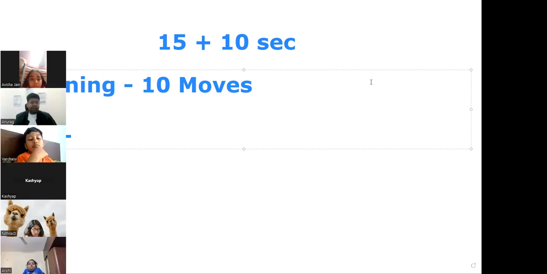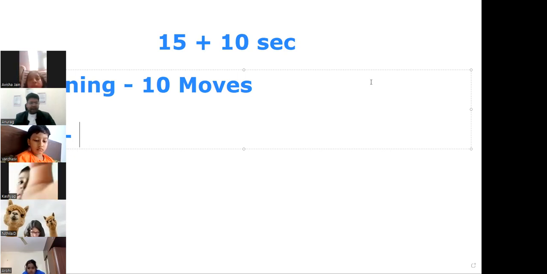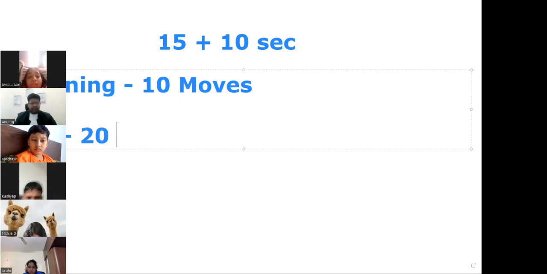Middle game means your opening is completed, all the pieces are developed, and now there are a lot of pieces in the center doing a lot of fights. This is how you identify the middle game. It normally lasts for 15-20 moves. I'll again take the higher side, that is 20 moves, and finally we have the end game.